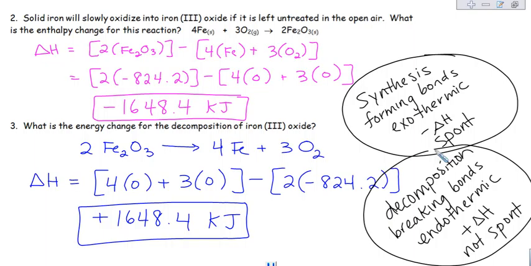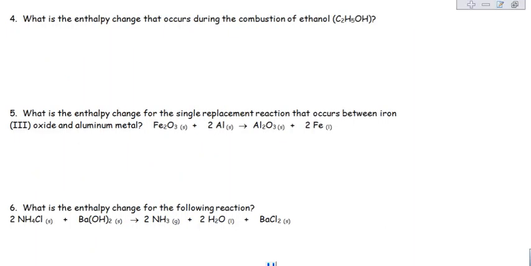All right, so a couple other ones that we should mention. Check out these last few. The enthalpy change for a combustion. We're going to need the balanced equation. So we've got our C2H5OH. Combustion means we're going to react with oxygen, diatomic, to produce carbon dioxide and water. I'm going to need to balance this.